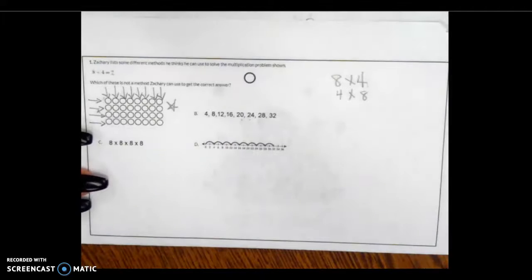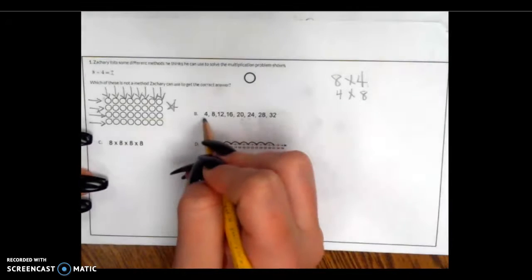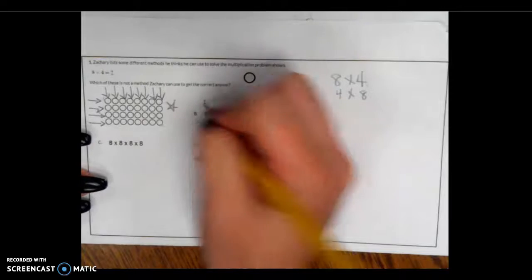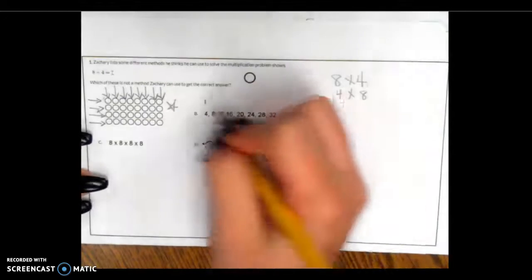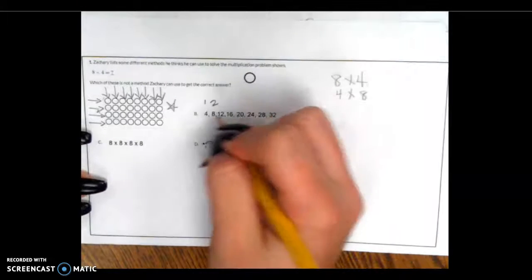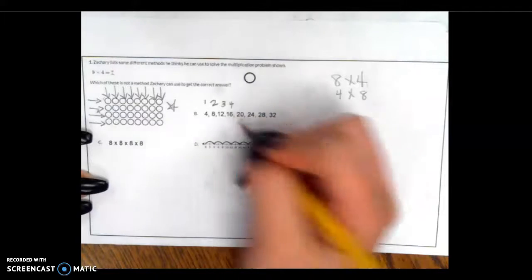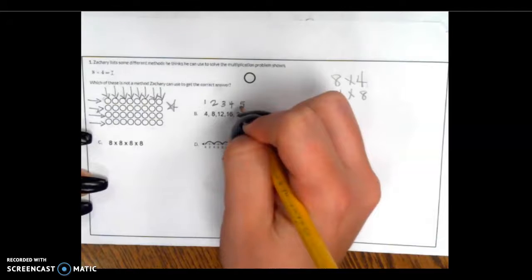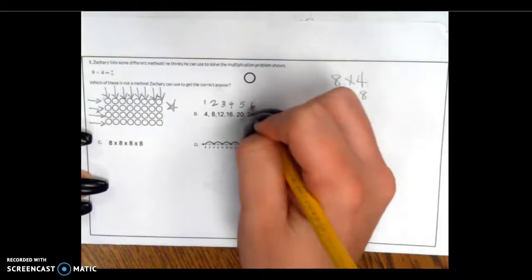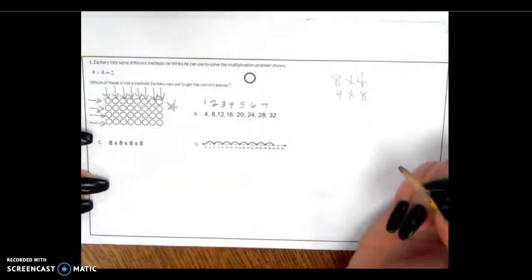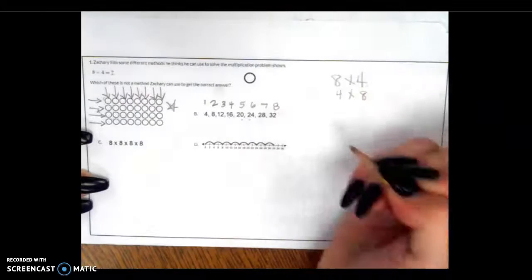Did you say skip counting? If you did, you're correct. What are we counting by? Let's see. We're counting by 4s. So if we're counting by 4s, how many times do we skip count? Well, let's see. 1 group of 4 is 4. 2 groups of 4 is 8. 3 groups of 4 is 12. 4 groups of 4 is 16. 5 groups of 4 is 20. 6 groups of 4 is 24. 7 groups of 4 is 28. And 8 groups of 4 is 32.